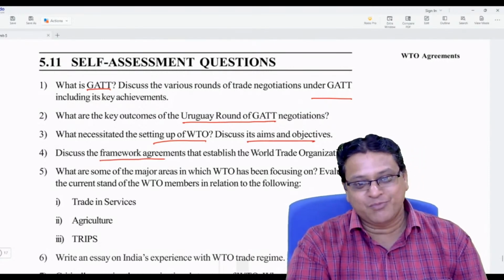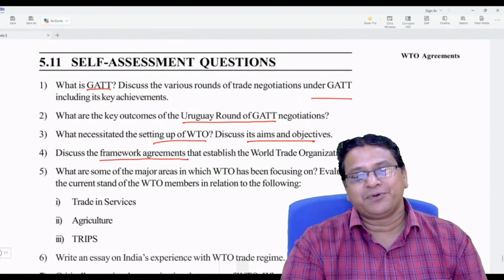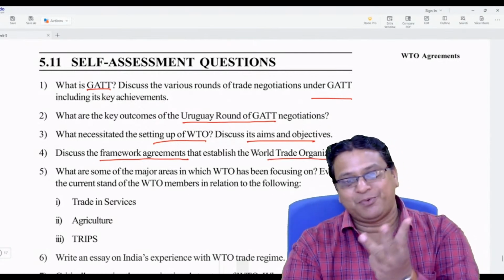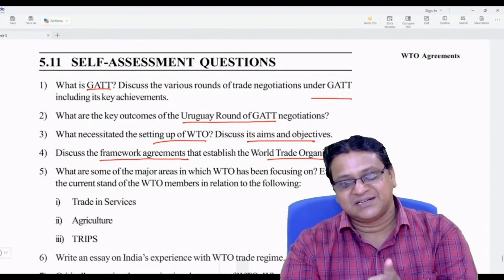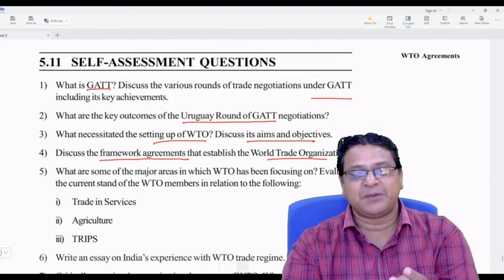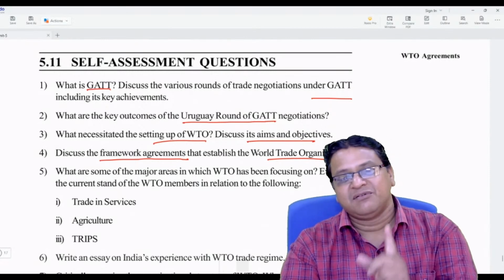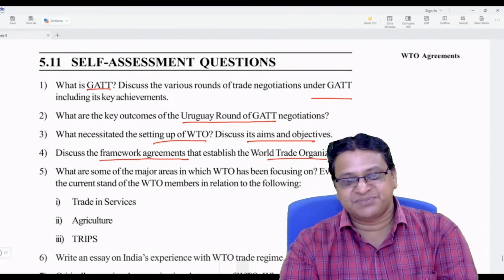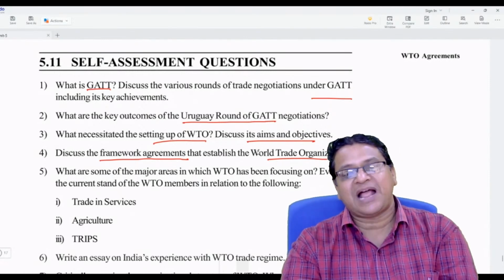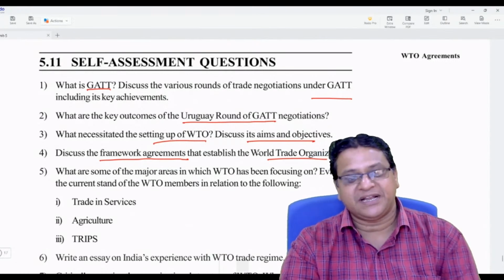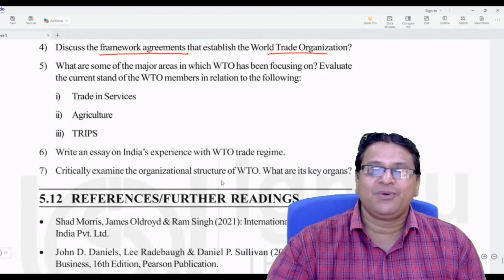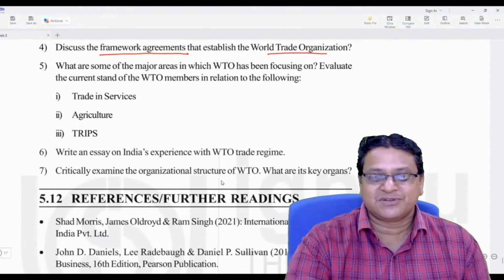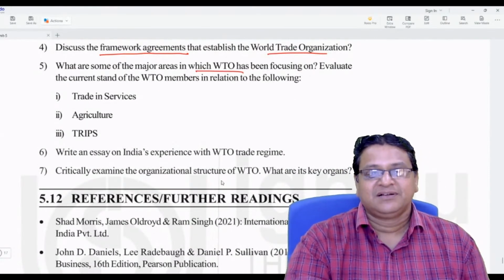Next, discuss the framework agreements of WTO. There are three important framework agreements: GATT, GATS, and TRIPS. GATT is for goods, GATS is for services, and TRIPS is for IPR, intellectual property rights. What are some of the major areas in which WTO has been focusing? We have discussed the major areas.